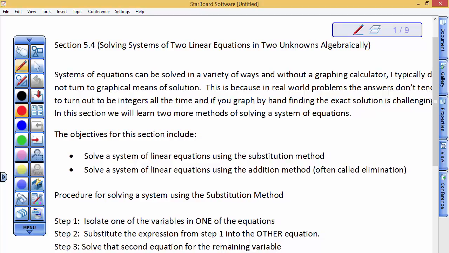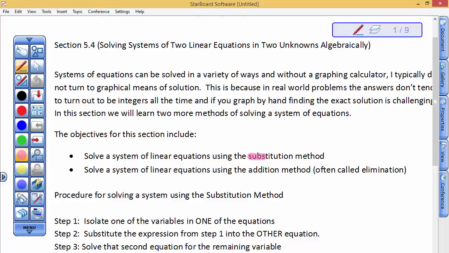So a system of equations in two unknowns can be solved in a variety of ways without a graphing calculator, and I typically do not turn to graphical means. It's because real-world problems don't tend to turn out to be whole number answers, and I have to set up an appropriate window to do that. So there are so many other ways to solve a system of equations.